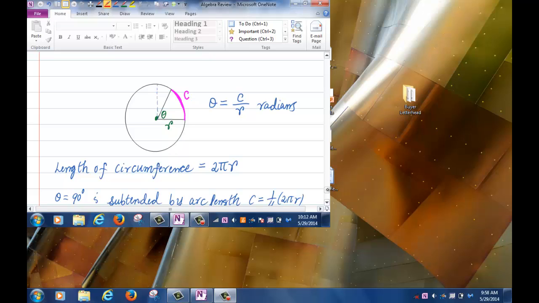Another reason is that pretty soon we will be talking about the derivative of trig functions. And if you use a degree measure, then those derivative formulas don't come out nice. Basically, we will see later what the meaning of derivative is. If you don't know what a derivative is, don't worry about it.